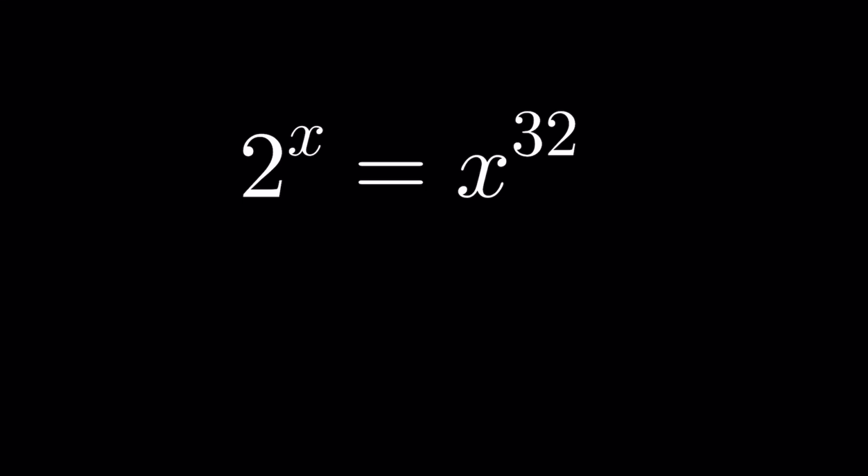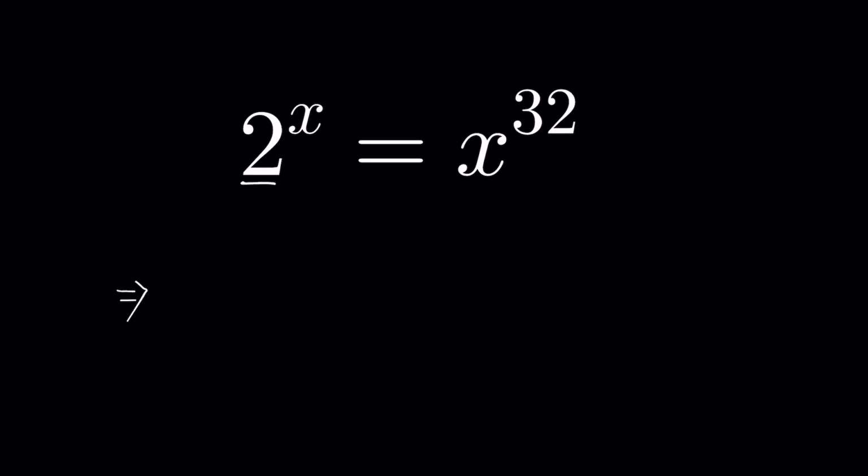2 to the power x is equal to x to the power 32. We have to find the value of x. So here we have a number and its exponent is a variable, while in the right hand side we have variable as the base and number as the exponent. So let's first make the variables one side and numbers one side.